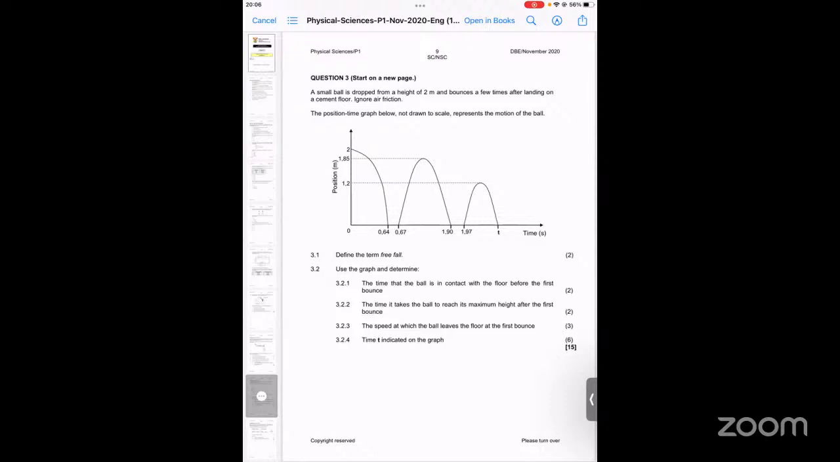A ball is dropped from a height of 2 meters and bounces a few times after landing on a cement floor. Ignore friction. The position time graph below, which is not drawn to scale, represents the motion of the ball. So on the vertical axis, being the y-axis, you've got position. Obviously, you can see that line starts from 2 meters. So that means that ball was dropped from a 2-meter height.